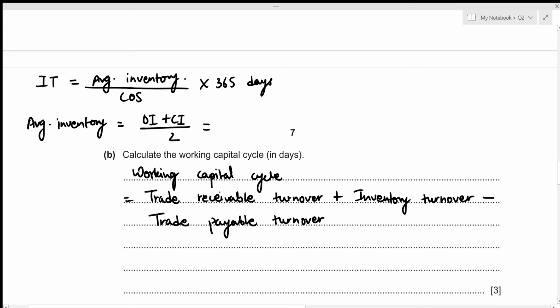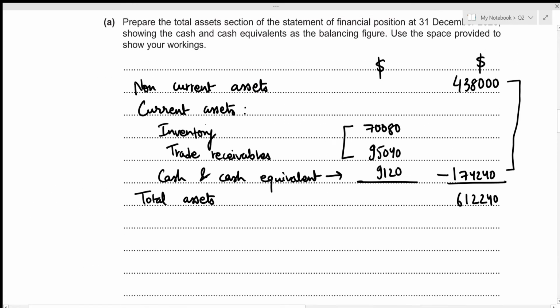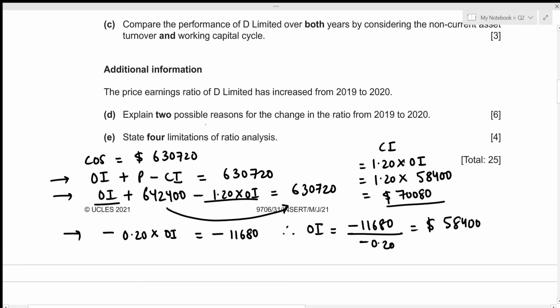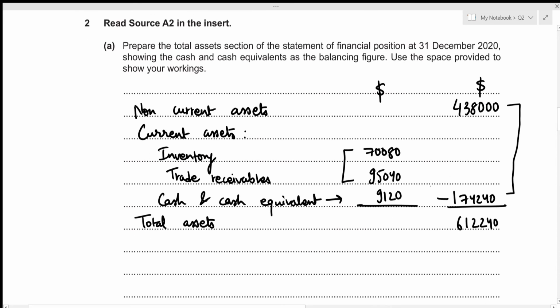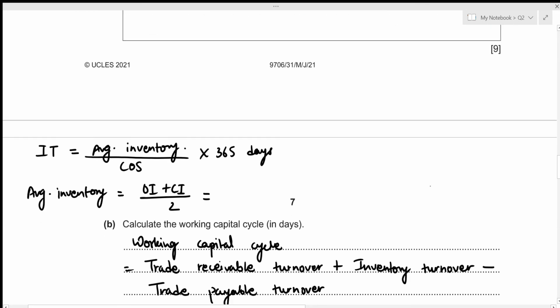So let's have a look above where we figured out the values for opening inventory and closing inventory. The opening inventory is 58,400 and the closing inventory is 70,080. Let's write it down. So that's just 58,400 plus 70,080 divided by 2, which gives our average inventory to be 64,240. Alright, so average inventory is 64,240 divided by the cost of sales.